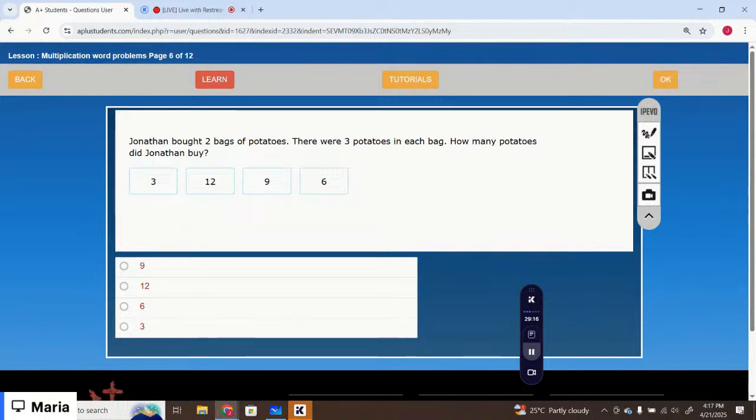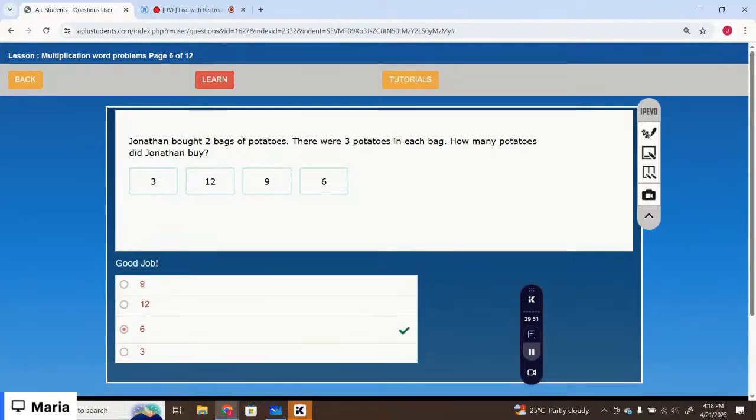Jonathan bought 2 bags of potatoes. There were 3 potatoes in each bag. How many potatoes did Jonathan buy? So, which is the correct option? 3 times 2 is 6. The correct option is 6.